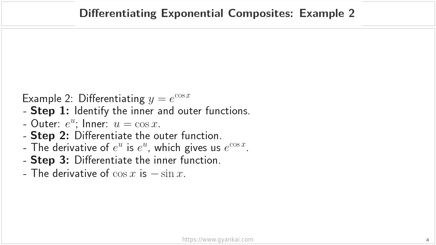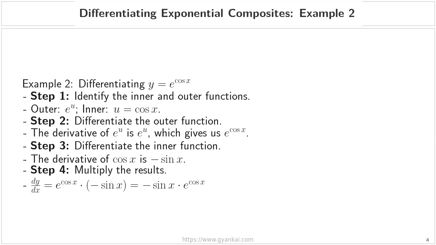Now, we move inside to differentiate the inner function. The derivative of cosine x with respect to x is negative sine x. Finally, we apply the chain rule by multiplying the derivative of the outer function by the derivative of the inner function. Therefore, the derivative of y with respect to x equals e to the power of cosine x multiplied by negative sine x. For the sake of mathematical neatness, we typically rewrite this final result as negative sine x times e to the power of cosine x. Once you are comfortable with these exponential composites, we will proceed to the next slide to see how this same outer-inner logic applies to logarithmic functions.